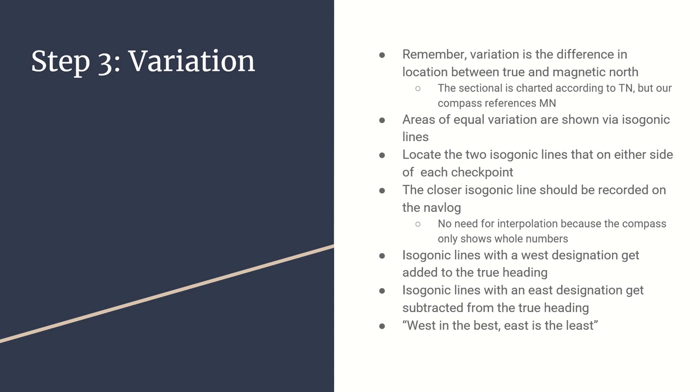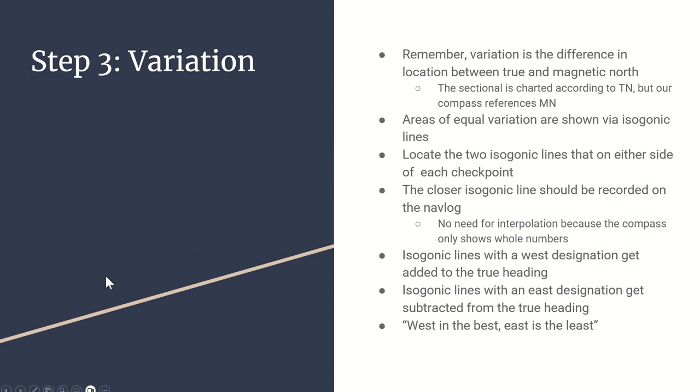It's not going to be a huge difference around here if you were to not account for the difference between the two, but there are some areas where the variation is really, really high, and you would be way off. Here we're talking 2, 3, maybe 4 degrees, depending on where you're going. On the sectional, remember, we looked at those dashed magenta lines with the degrees next to them. Those are the isogonic lines, and they show that difference.